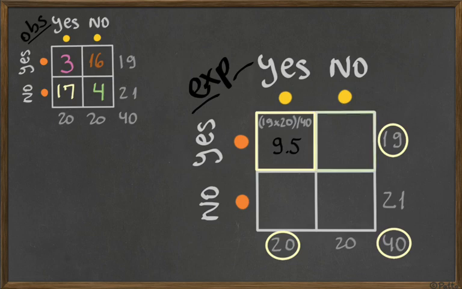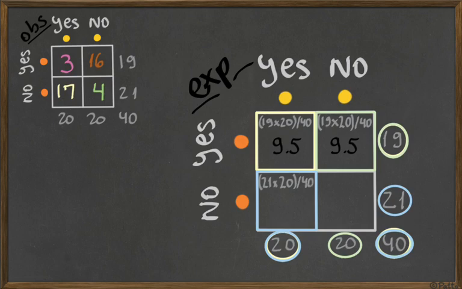So let's do the other groups. For that one over there, I do 19 times 20 divided by 40, so 9.5 again. For the bottom one over there, 21 times 20 divided by 40, so in that case, 10.5. So by chance, we would expect 10.5 organisms. And this one is the same, because 21 times 20 divided by 40 is 10.5.